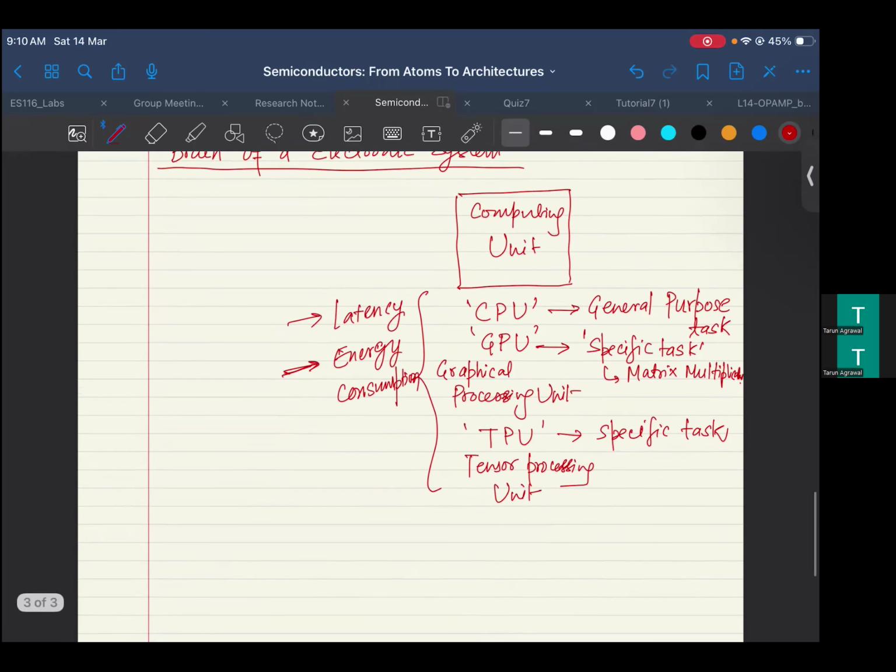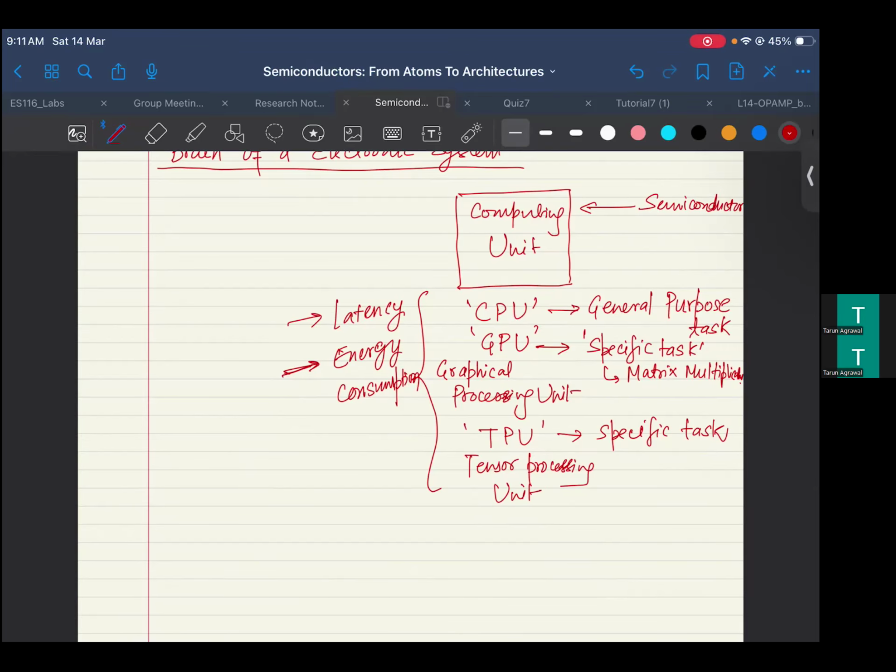Now briefly, we will just look at what is inside a CPU. What is the typical architecture inside a CPU? If we see this computing unit, obviously it is made of semiconductor. Otherwise we would not be talking about it. The semiconductor is inside a CPU, inside a GPU, inside a TPU, because it is made of semiconductor devices or components.